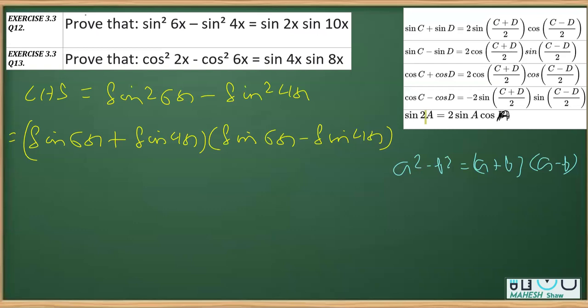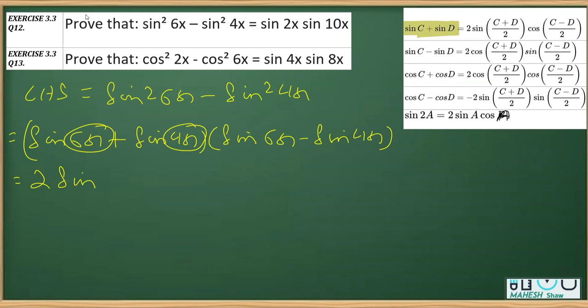After that, as I said, we are going to apply the C and D identity. For the first part, we'll be applying sin C plus sin D. So sin C plus sin D is 2 times sin of C plus D by 2. That is 6x plus 4x by 2. So 6x plus 4x is 10x by 2, which is 5x, into cos C minus D by 2. So 6x minus 4x is 2x, and 2x over 2 is x.